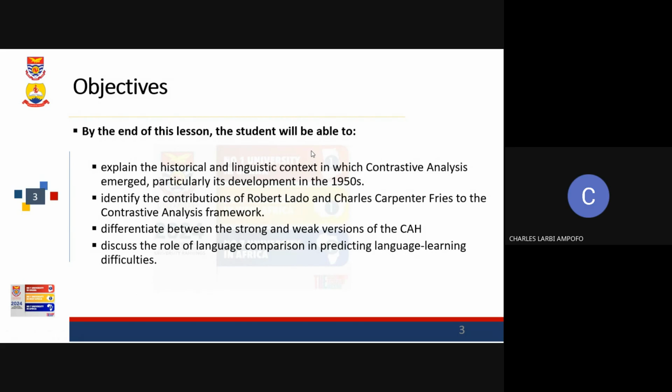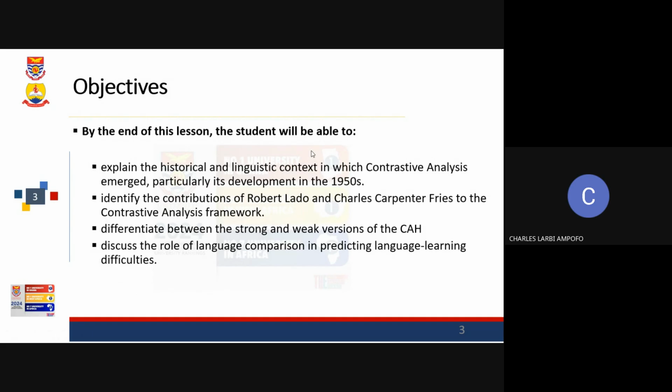So we should be able to tell the historical context in which contrastive analysis emerged, from whence did contrastive analysis come from. Then we also look at the linguistic context. In which linguistic context did they emerge? All right, from its development. So how did they come about? How did they start in the 1950s?